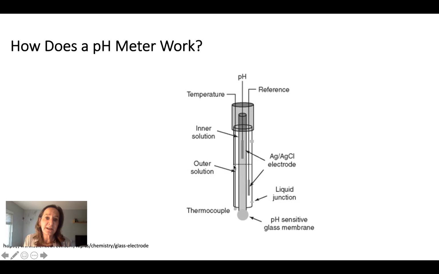Interesting, it also has a temperature probe in it. When we measure pH, it can vary based on temperature, so understanding what the temperature is when you're measuring a certain pH also becomes important. So when we said that water is our neutral standard, we say it's pure water at 25 degrees C.